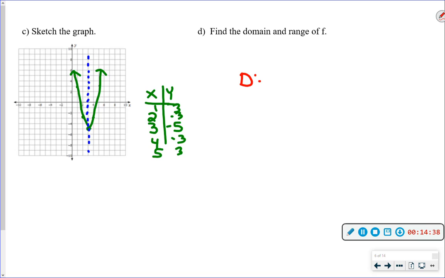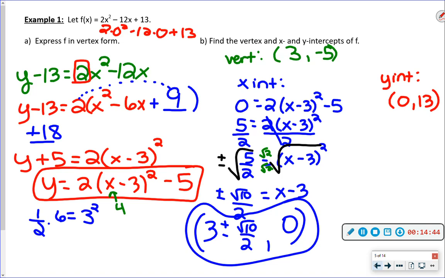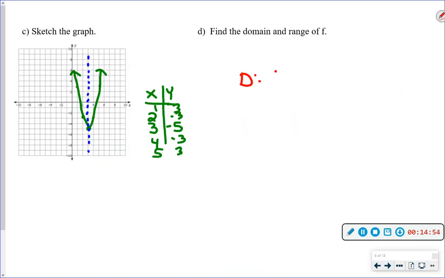So, as always, two ways to do the domain. You can either look at the graph, how far left and how far right it covers, or ask whether there are any restrictions on either version of the equation of what you can put in for x and square it. No, I can square anything my little heart desires. Positives, negatives, 0, whatever. The domain of all parabolas is all real numbers. You can put in anything and square it.